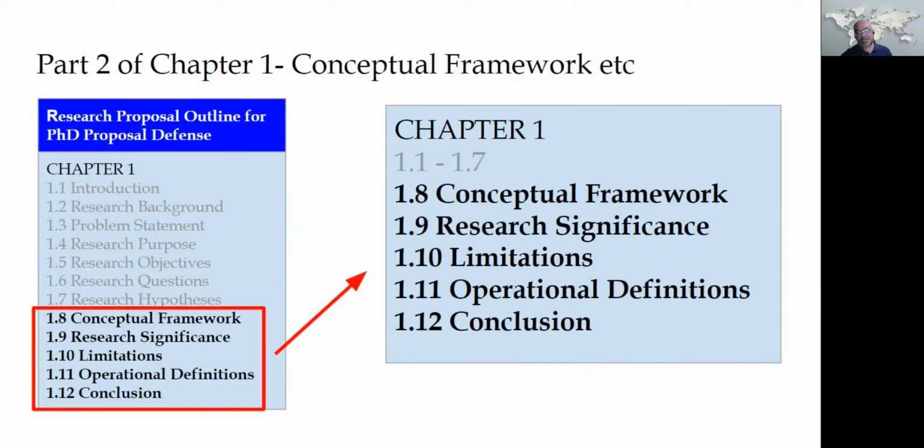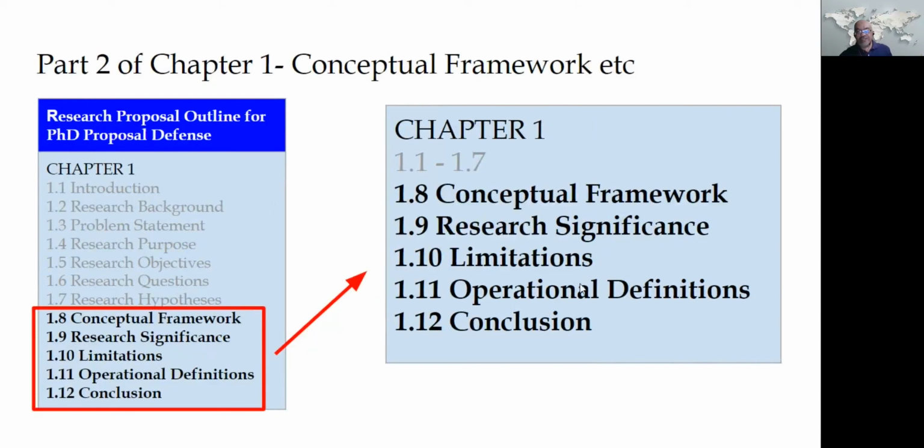1.10 is regarding limitations. Limitation means shortcomings, but the shortcomings here are in terms of methodology. Not in terms of your personal problems, but in terms of, for example, scope, in terms of sampling, in terms of validity and reliability, and so on.